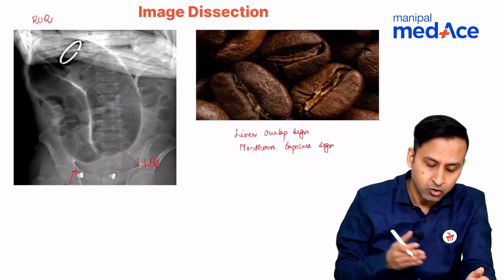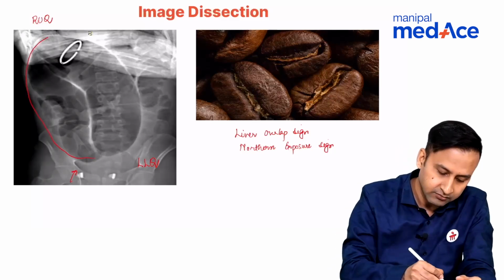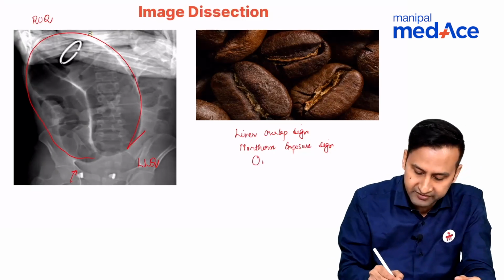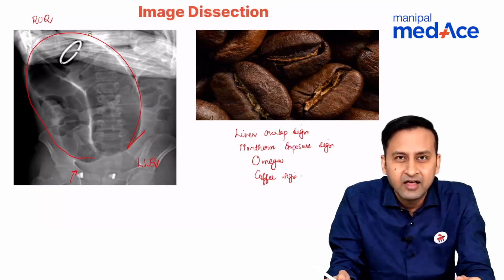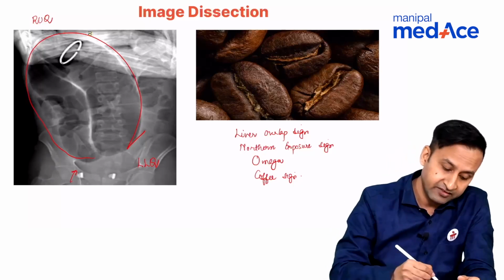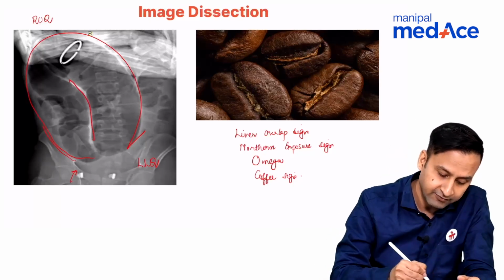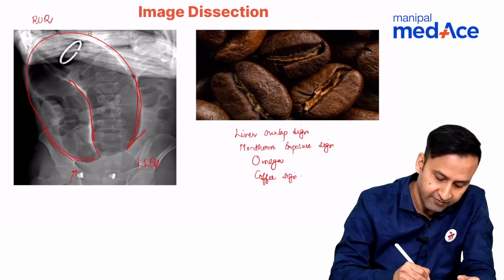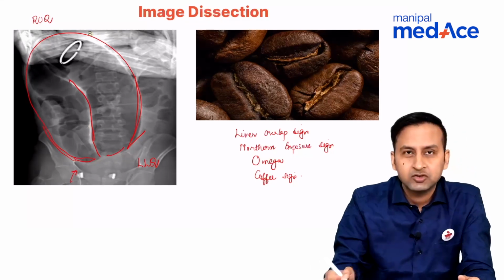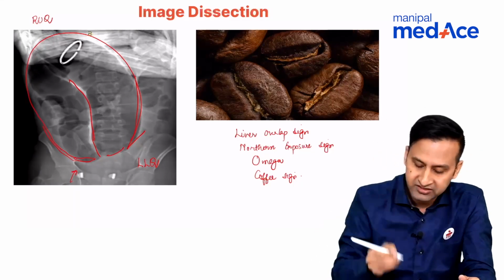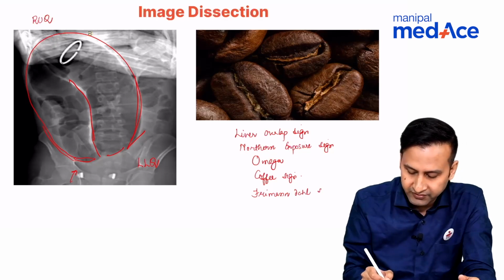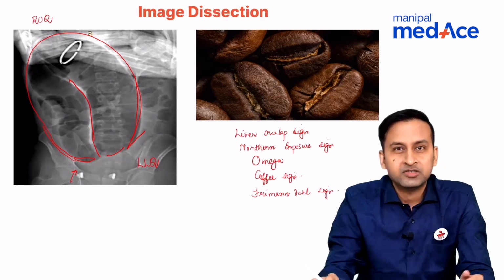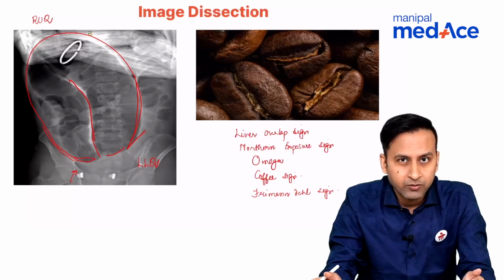Then the third sign, just look at it. Doesn't it look like an omega? So this is called the omega sign. Apart from the coffee bean sign that we've talked about, there is another sign which is quite similar to the coffee bean sign, that is the omega sign. Now last but not the least, we can see that there are three lines converging at the level of the volvulus. So 3 rhymes with what? Free. So this sign is going to be the Freeman-Dahl sign. So these are all the signs which are associated with sigmoid volvulus.